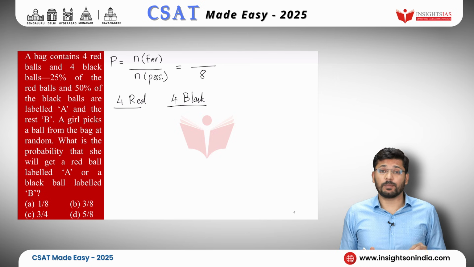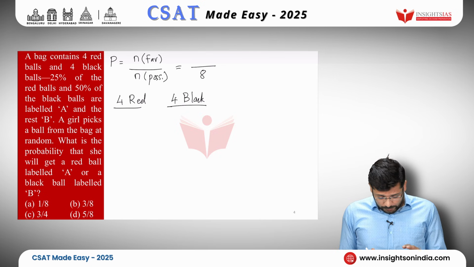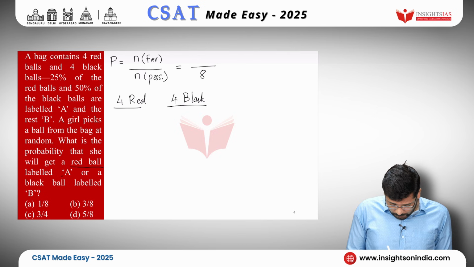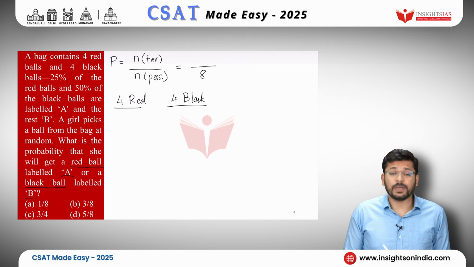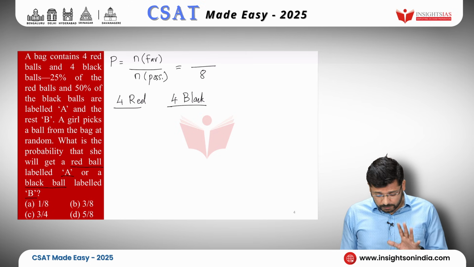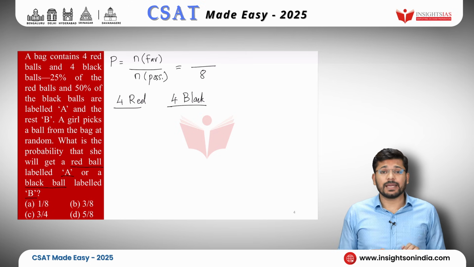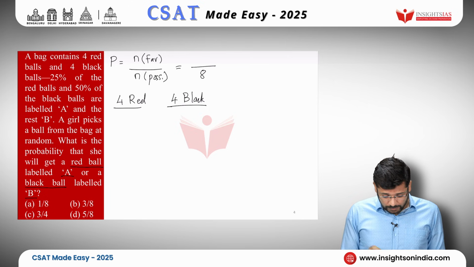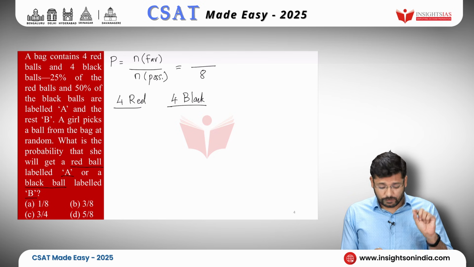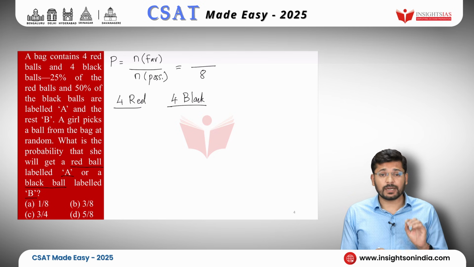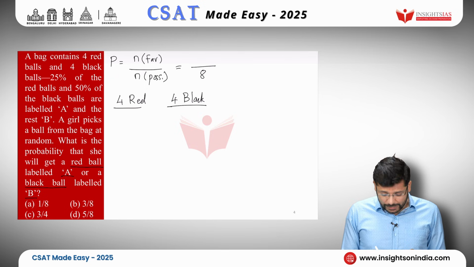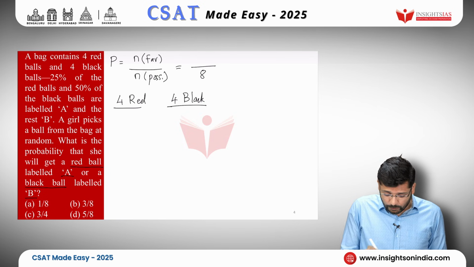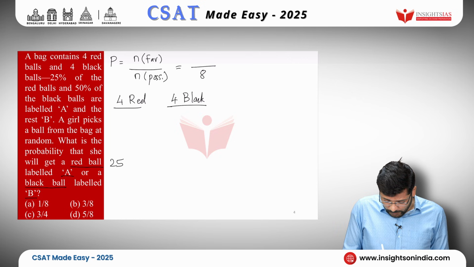But what about the number of favorable possibilities? We need to find that out. Now, we want either a red ball A or a black ball B. So, we need to take both of them into account. Let's see how many of the red balls are A and how many of the black balls are A. The question says that 25% of the red balls and 50% of the black balls are A. So, let's talk about the red balls first. How many of them are labeled A? 25%. So, what is 25% of 4?